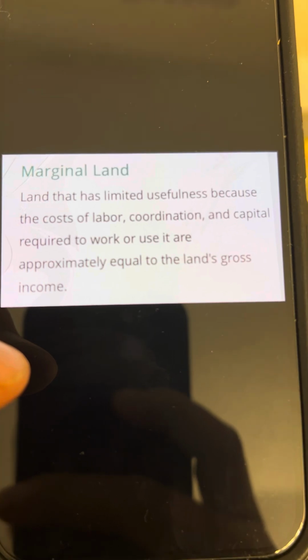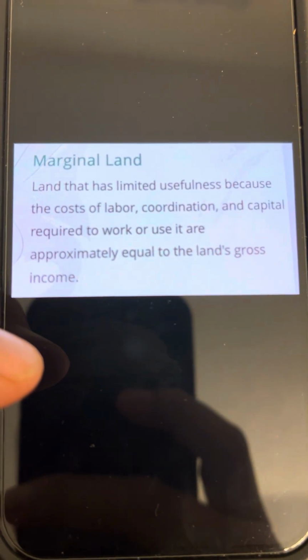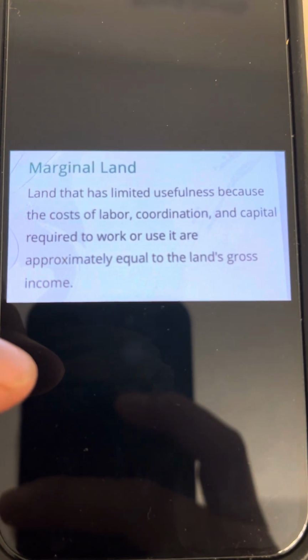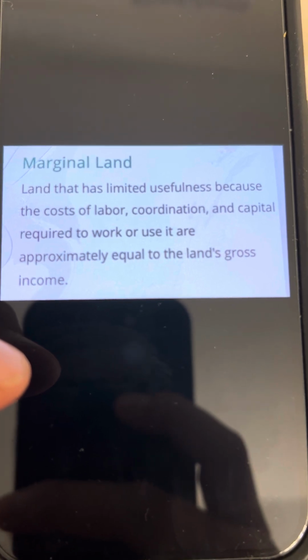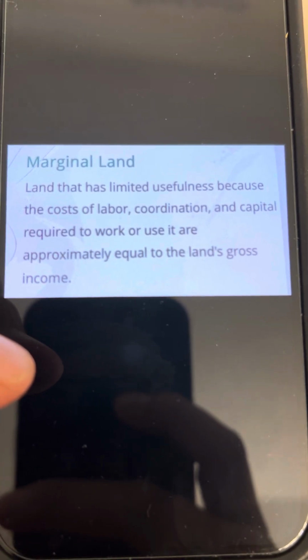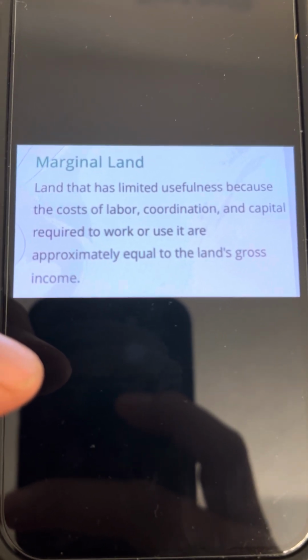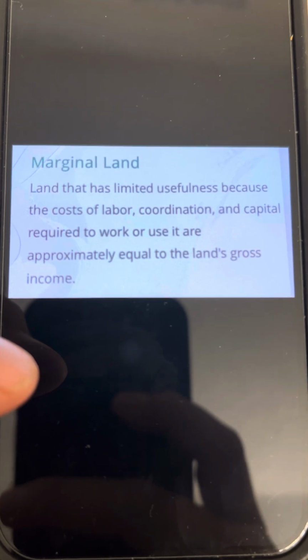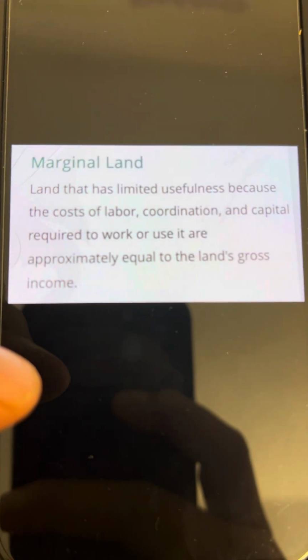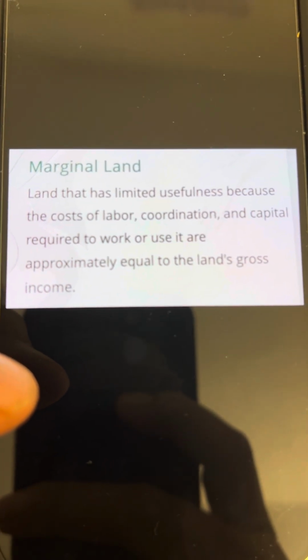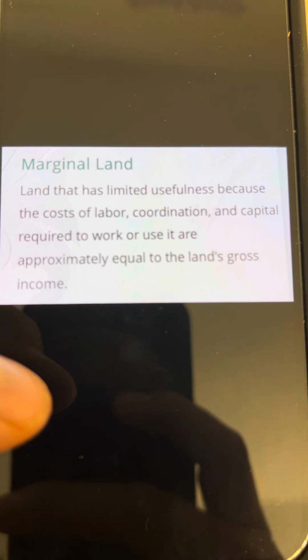Number 10, land that has limited usefulness because the costs of labor, coordination, and capital required to work or use it are approximately equal to the land's gross income. The answer is marginal land.